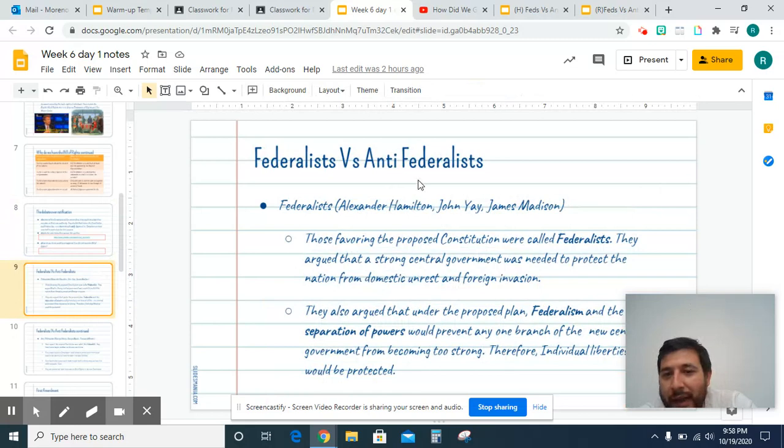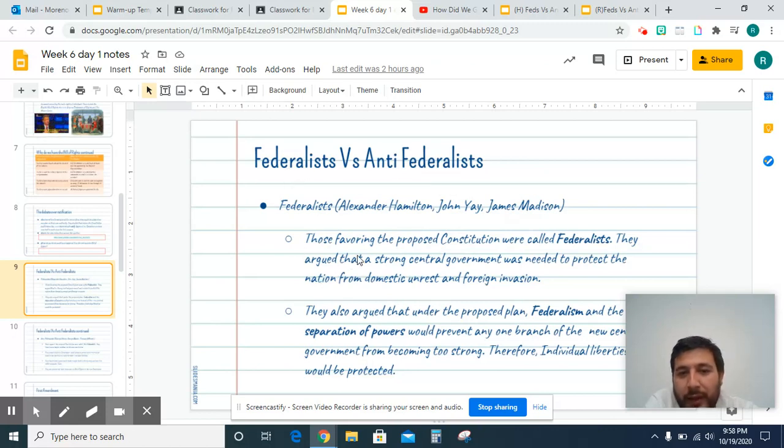So, Federalists against Anti-Federalists. The Federalists are Alexander Hamilton. I think he's on the $50 bill, or the $10 one, I don't remember right now. Then John Jay and James Madison. You don't really have to know all of these for now, but remember, for 8th grade you will. So all of this is the Federalists.